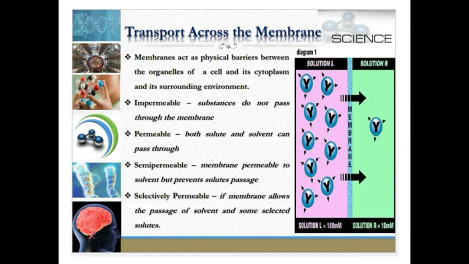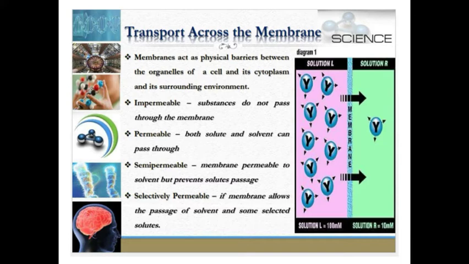Why is it allowing solvent and preventing the solute? A solvent is liquid, so it can easily pass through the membrane, but a solute is a solid, it cannot easily pass through the membrane. So semi-permeable means only solvent can pass through the membrane and solute cannot pass through the membrane. Can you understand the difference, children?